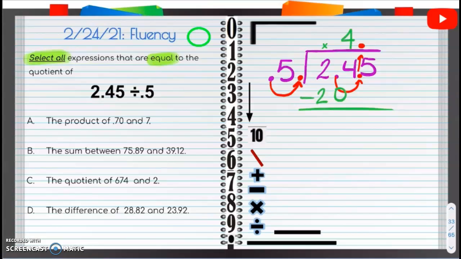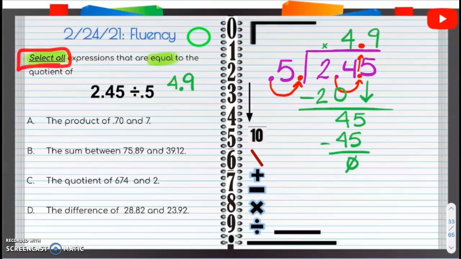Subtract, 4 minus 0 is 4. 2 minus 2 is 0. Drop down that 5. 5 can go into 45 9 times. 9 times 5 is 45. Subtract, you get 0. So the answer there is 4 and 9 tenths. So we need to figure out what is equal to that. So A, B, C, D. And remember, select all, so it could be more than one.